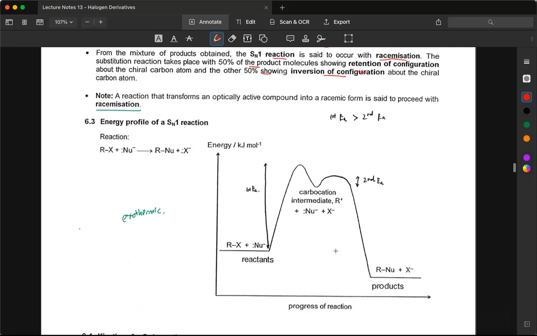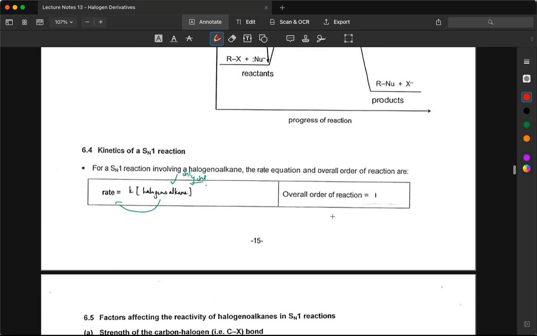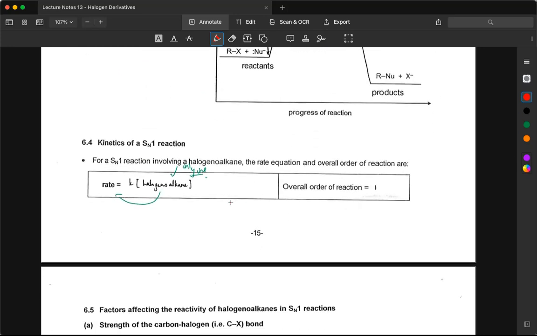And this is the energy profile, which looks different from SN2. In SN2, we only have one step, one activation energy. But in SN1, we have two steps, involving the formation of the carbocation in the first step, and then the reaction of the carbocation with the nucleophile. So there are two activation energies. The kinetics of SN1 is just rate equals k times the concentration of the halogenoalkane, which is the rate determining step. So the overall order of reaction is just 1, not 2.